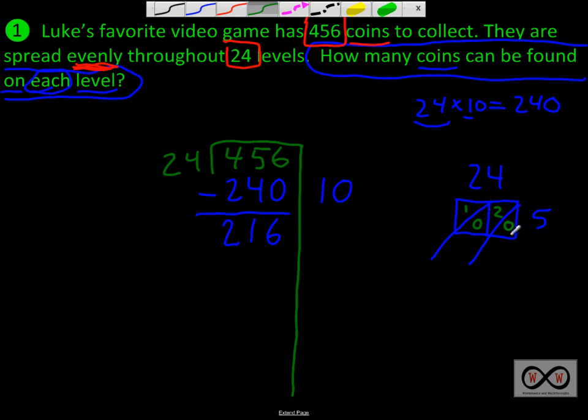10. Now we add diagonally with the lattice method. 0 plus nothing would be 0. 2 plus 0 would be 2. And 1 plus nothing would be 1, giving us 120. Okay, so that would work. We could use that. So we've got 5 this time. 5 times 24, or 24 times 5, would equal 120.